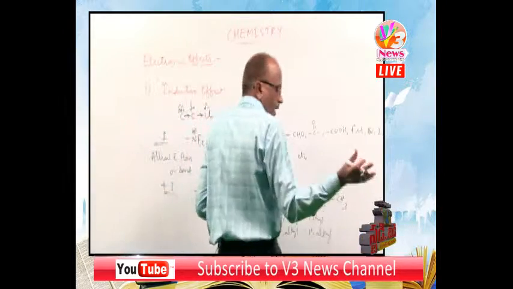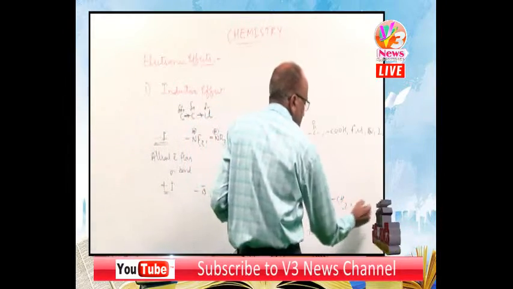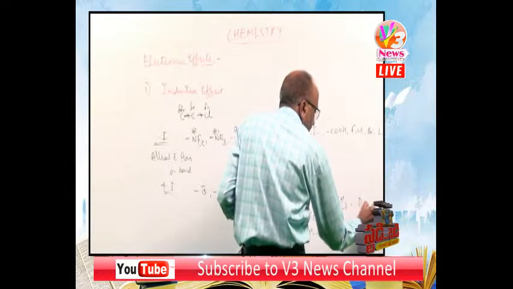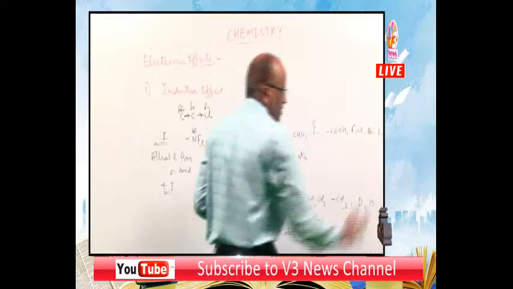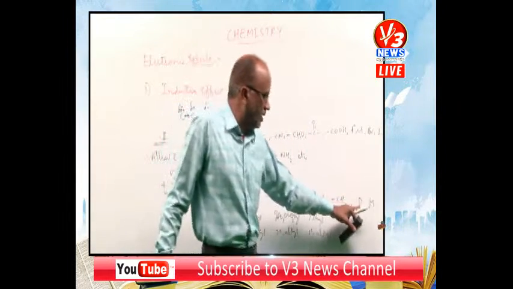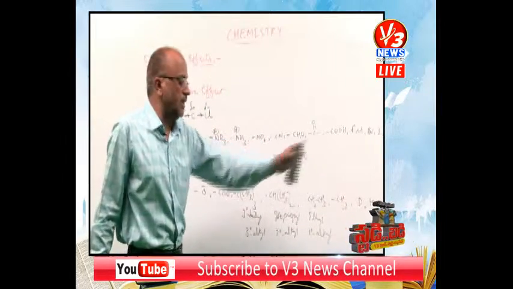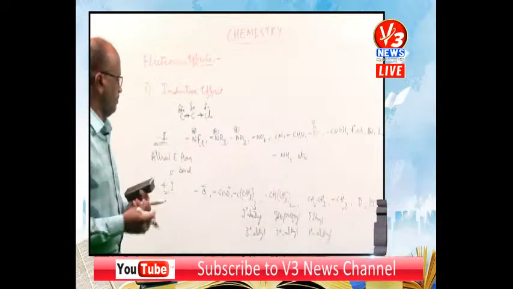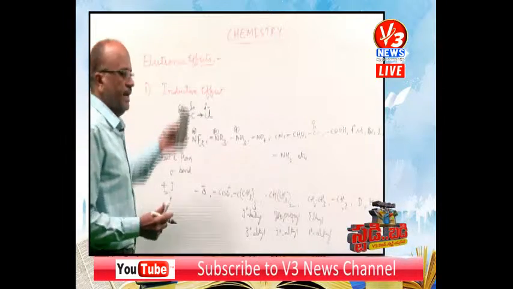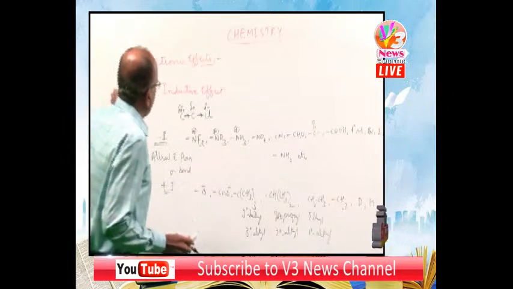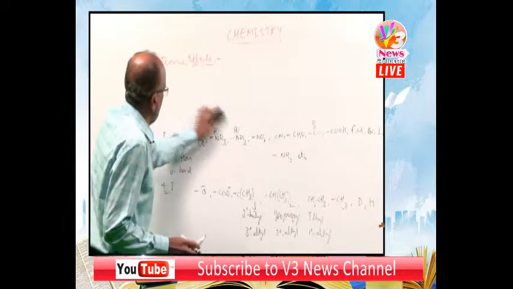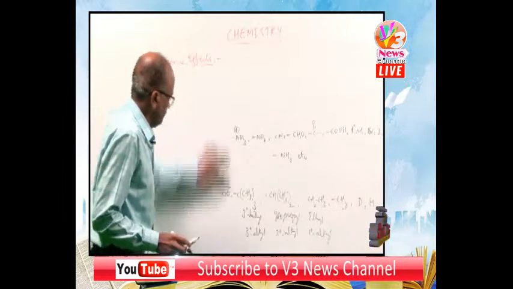If we take isotopes of hydrogen, after this, deuterium and hydrogen, deuterium also shows plus I effect. The plus I effect of deuterium is greater than that of hydrogen, protium. This is inductive effect. Then another one is mesomeric effect.